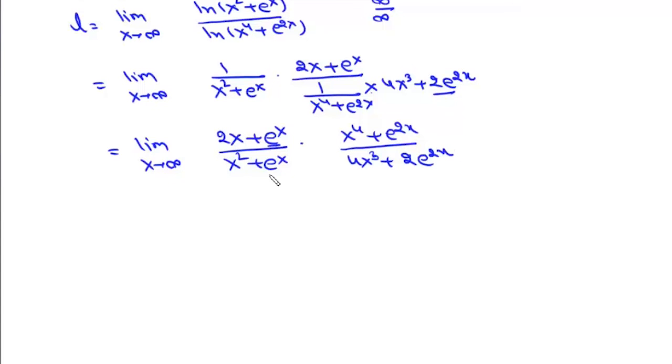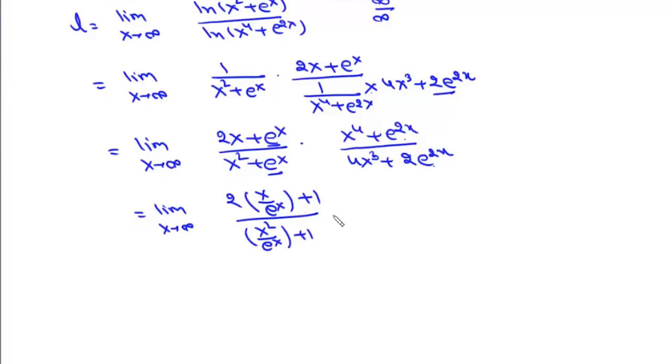Now here we'll divide everything with e to the power x, and here we'll divide everything with e to the power 2x. So we can write this as limit x tends to infinity of 2x upon e to the power x plus 1, x square upon e to the power x plus 1, and here it will be x to the power 4 upon e to the power 2x plus 1, and this is 4x cube upon e to the power 2x plus 2.